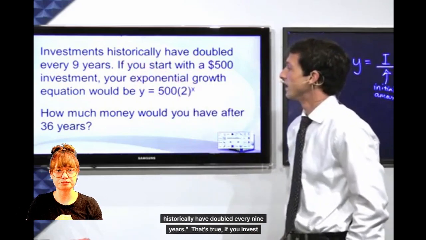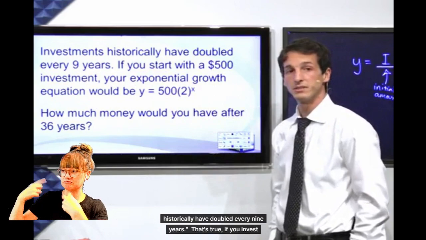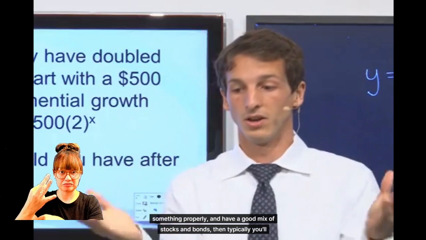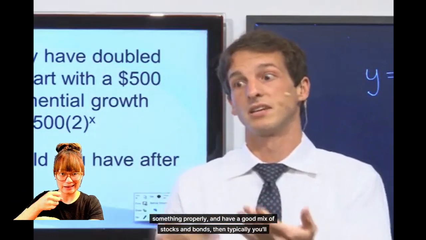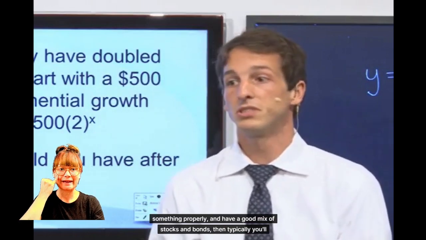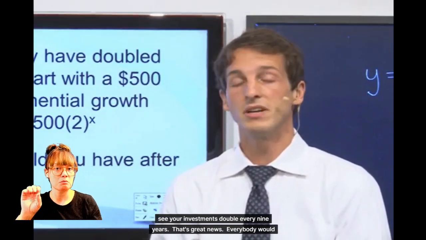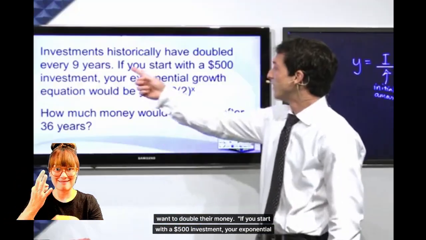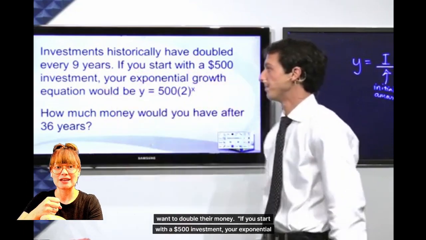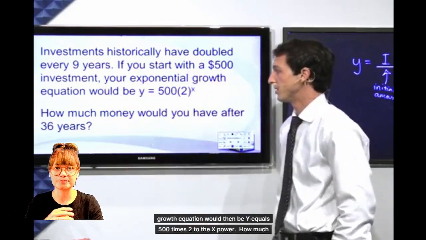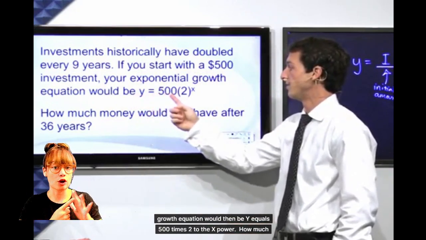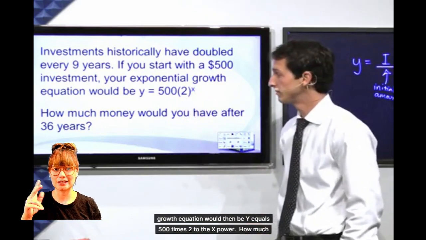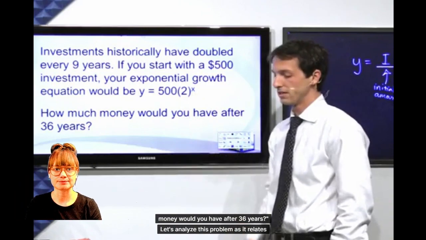Investments historically have doubled every 9 years. That's true. If you invest something properly in a good mix of stocks and bonds, then typically you'll see your investments double every 9 years. That's great news. Everybody would want to double their money. If you start with a $500 investment, your exponential growth equation would then be y equals 500 times 2 to the xth power. How much money would you have after 36 years?